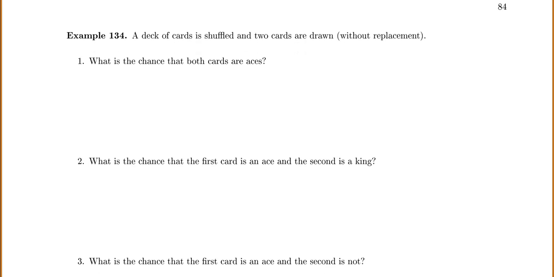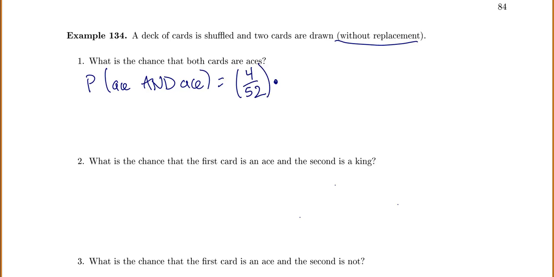For our next example, we have a deck of cards that's shuffled, and 2 cards are drawn without replacement. So we don't put our first card back. Number 1, what's the probability that both cards are aces? So we need to get an ace, and then we need to get another ace. That means we're going to need to multiply our probabilities. To get my first ace, that's 4 out of 52, times, now I need to get my second ace, but there are only 3 aces out of a total of 51. So that's 0.00452.